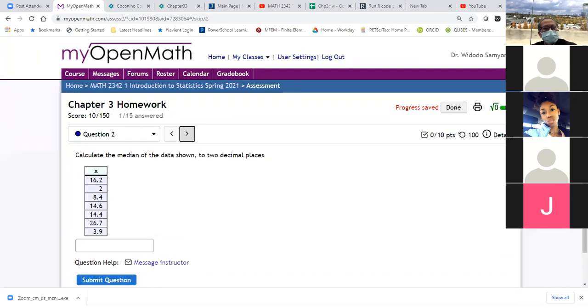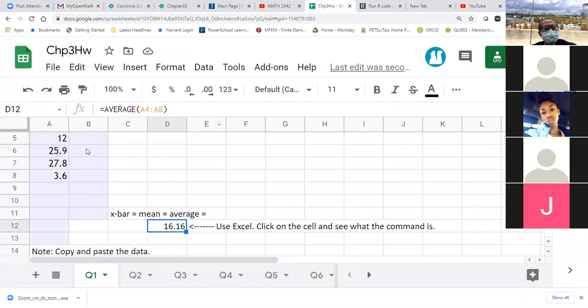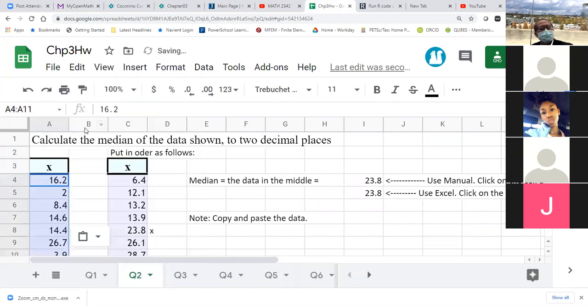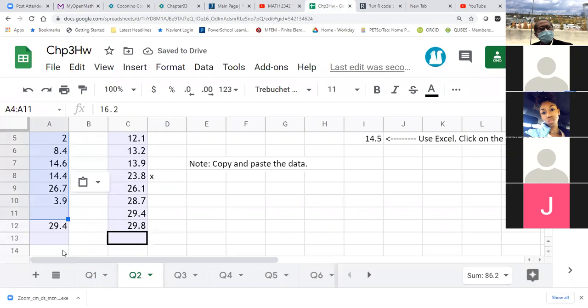And for number 2, you just need to go to the next one, right? For number 2, you need to calculate the median, and you need to round to 2 decimal places. To find the median, do the same thing. You need to copy this and then put it in the Excel for number 2, down here. Right click and then paste it.